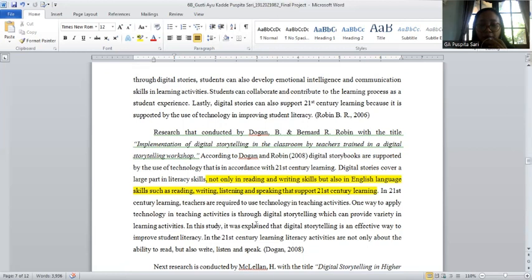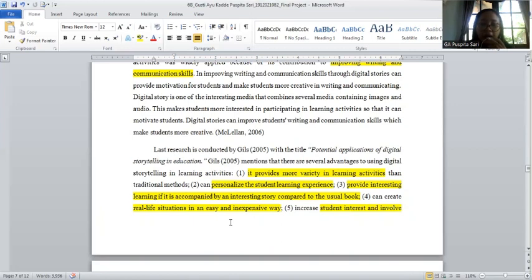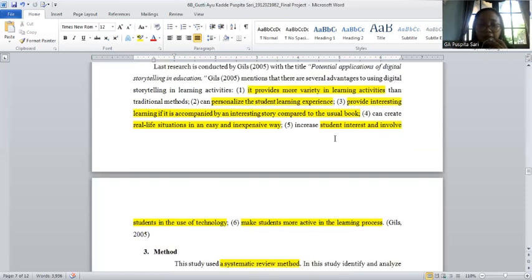The next is from Gunn and Robin: digital storytelling has been widely used not only for reading but also for English language skills, including reading, listening, writing, and speaking, which support 21st century learning. The next is McClelland in 2006, who said digital storytelling can improve writing and communication skills. The last research is from Gills, who explained five benefits of digital storytelling: it provides more variety in learning activities, personalizes the student's experience, provides a more interesting story compared to the usual book, can create real life situations, and increases students' interest, involving the use of technology and making students more active in the learning process.